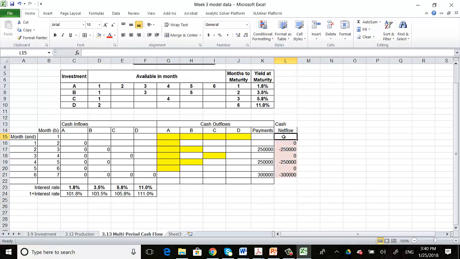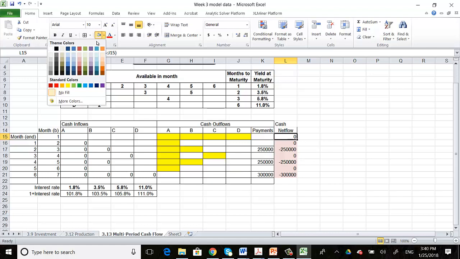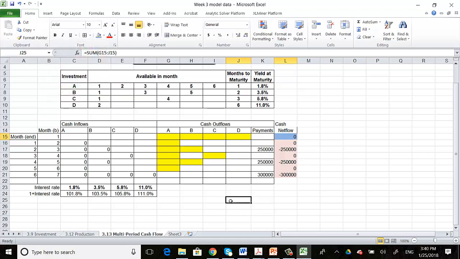Now then back to this first row, we'll simply do a sum of our cash outflows. That's our objective function. We want to minimize the total out-of-pocket money today. So that's the sum of the outflows. And then we'll just shade it in blue. Okay. I think we're done. Any questions here? Before we go to solver?